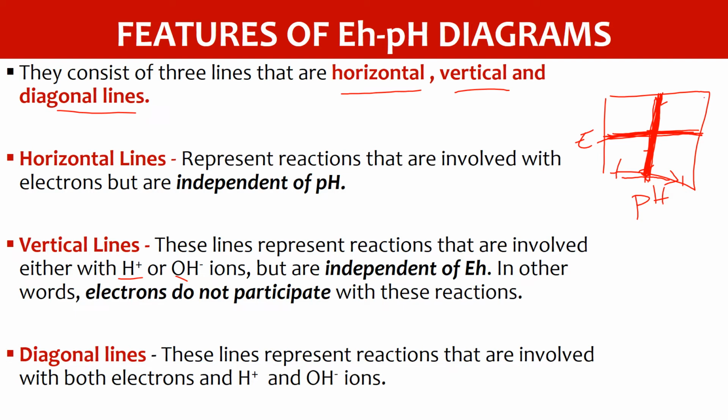However, you can also have some diagonal lines, whatever, that are slanted anyway. These reactions are involved now with both your electrons and both your protons or your hydroxide. Why? Because there is change. If you decrease your potential, maybe you also decrease your pH. There is a correlation between the two. So it means that both electrons and protons are involved. Okay.